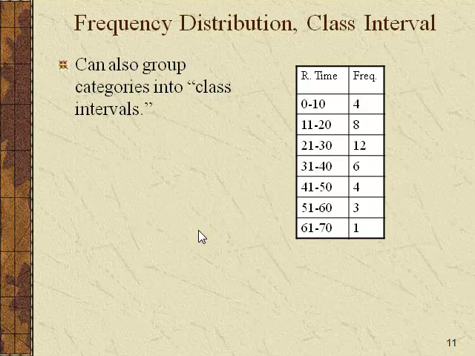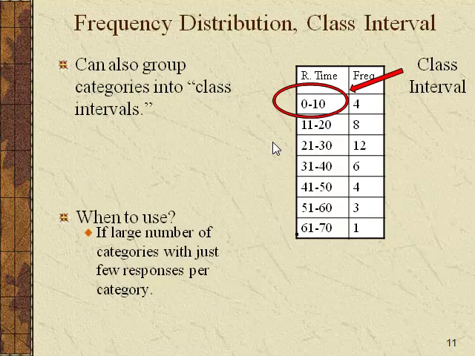Okay. We can also do this thing called a class interval frequency distribution. And you notice what's different here. Instead of measuring just how many reaction times I got that were exactly between 0 and 10, I lump all those together and count up 4. And I lump everything between 11 and 20, between 21 and 30, etc. The advantage of this is if you have scores that are spread out quite a bit, you don't have to list each individual score. You just list a range of scores and then the number that fell into each one of those. So between 0 and 10 would be the class interval we're talking about.